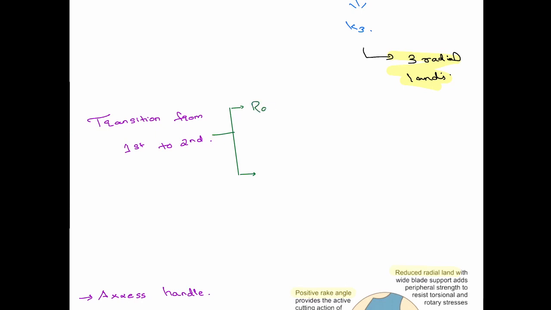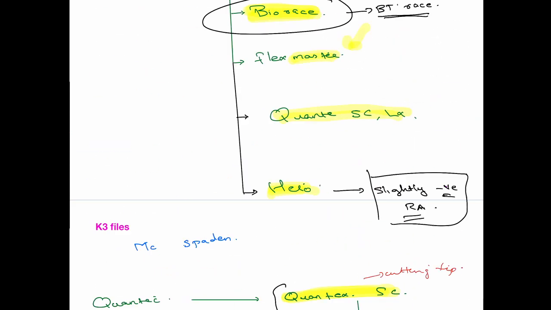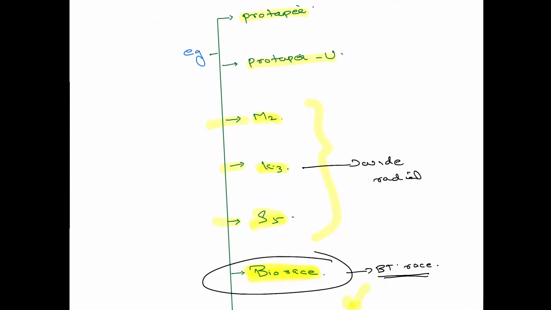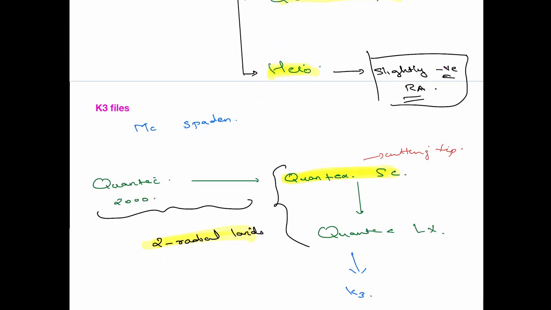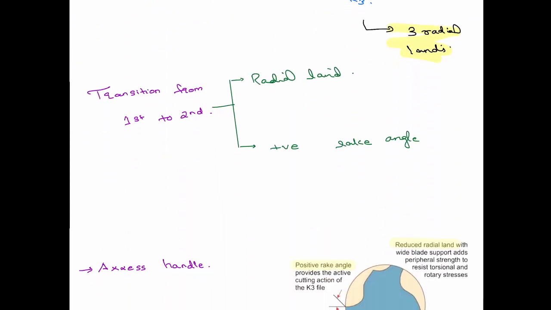So these people had a radial land in the second generation. They were considered to be having radial lands, but the cutting efficiency was due to the positive rake angle. Remember I told you about the exception, which is K3, isn't it? K3 has wide radial lands, which is 3 radial lands. Contact also had 2 radial lands. So it's a kind of transition, isn't it?